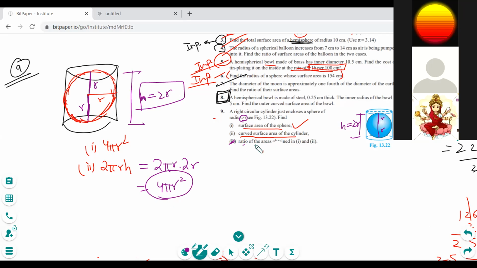So now it is asking for the ratio of the areas obtained first and second. So you can take the ratio of 4 pi r square and 4 pi r square. What will be the ratio here? 1. Done. Was that okay? Yes. Clear to everyone? Yes, sir.